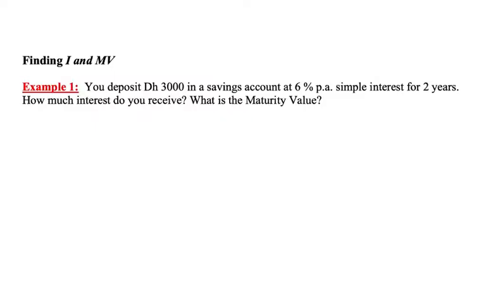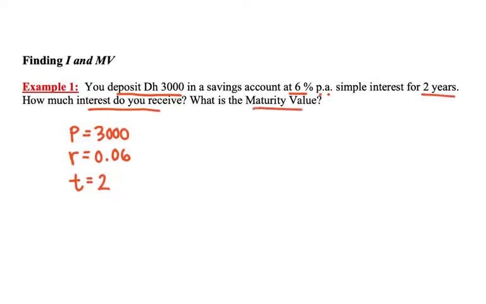You deposit 3,000 dirhams. So we're going to say the principal, the starting amount, is 3,000, and it earns 6%. It says PA, that means per annum or per year. The rate is 0.06, and it says for 2 years. Time is always in years, so we just say T equals 2. Then they ask, how much interest do you receive? What is the maturity value? So they're asking about the interest, and they're asking about the future value.